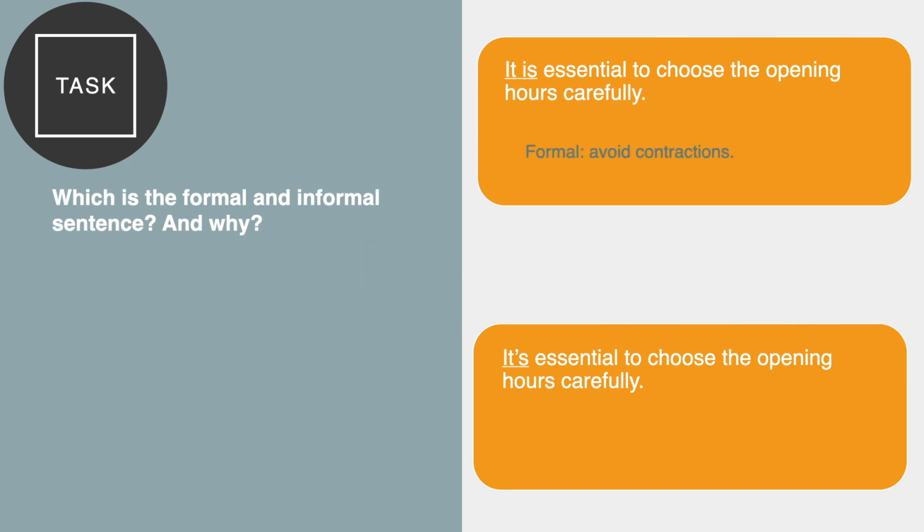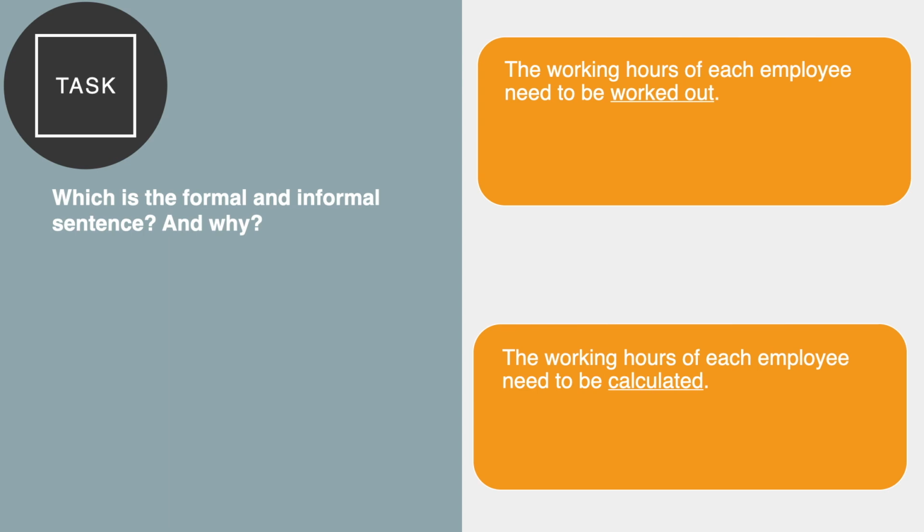So, the first sentence is formal. This is because it avoids contractions. On the other hand, the second sentence is informal, as it uses a contraction. Next, which is the formal and informal sentence and why? Pause the video and press play when you're ready to progress.